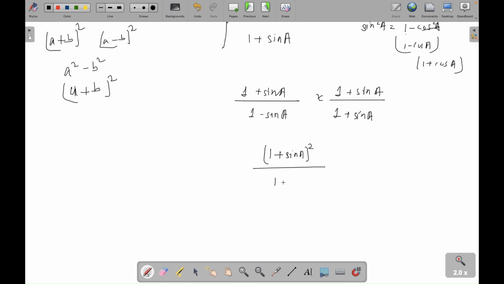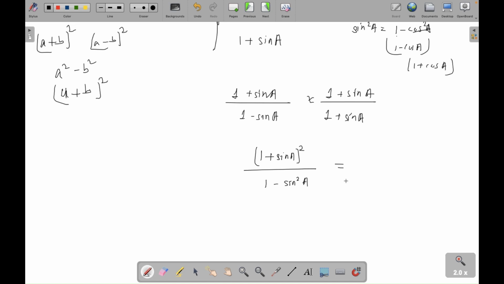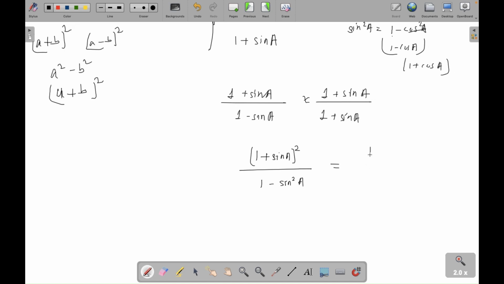Denominator becomes 1 minus sine square. So we can write this as cos square a, because sine square a plus cos square a is 1. So this becomes 1 plus sine a whole square. I am not expanding this because this is under the square root. So this square will go away, and here we'll get cos square a.